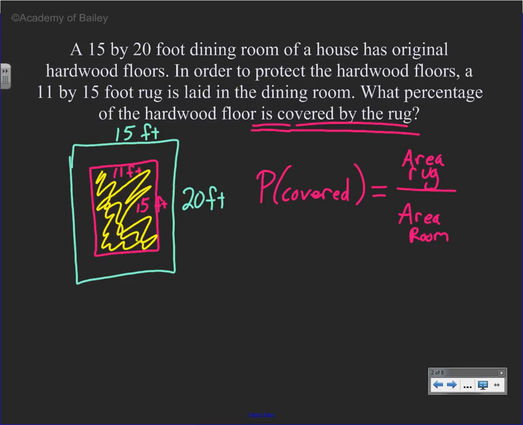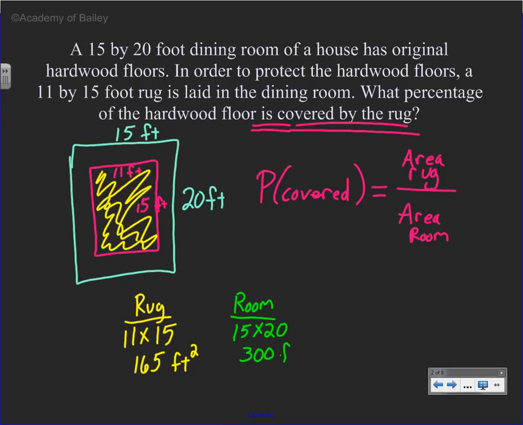The area of the rug is going to be 11 times 15, which is equal to 165 square feet. And then you have the area of the room, which is going to be 15 by 20, which is 300 square feet.